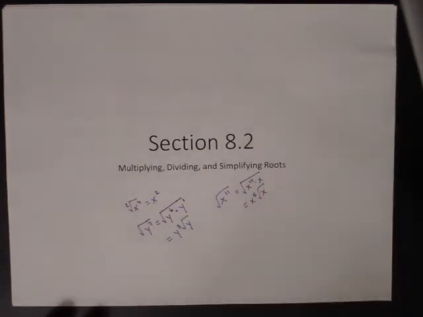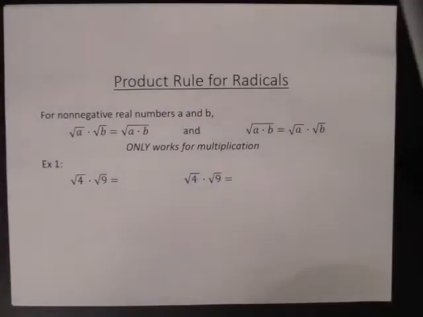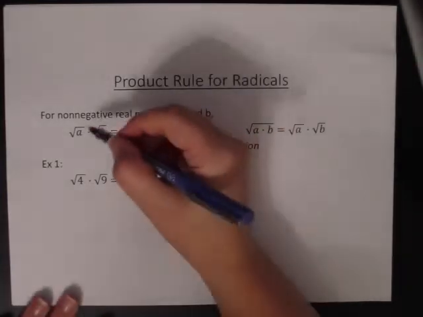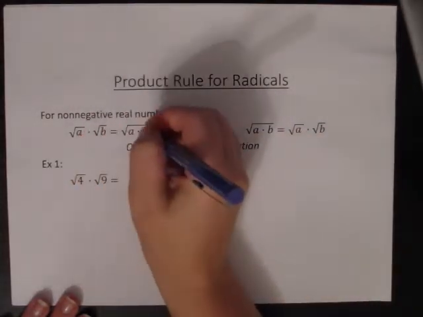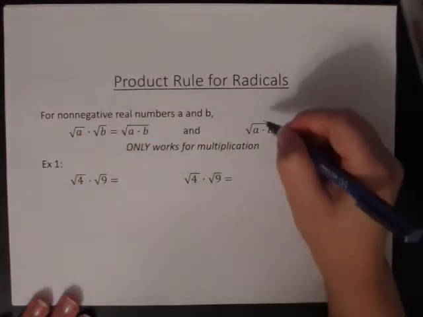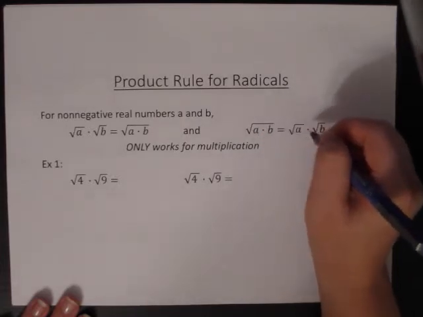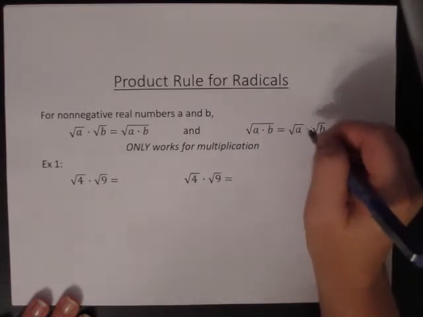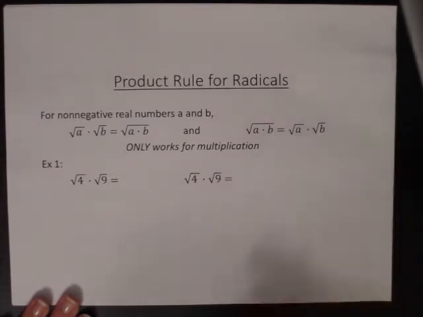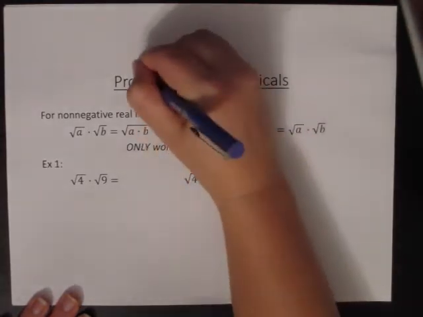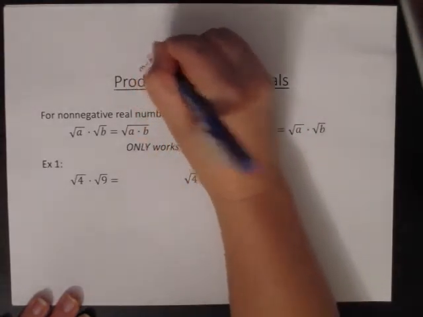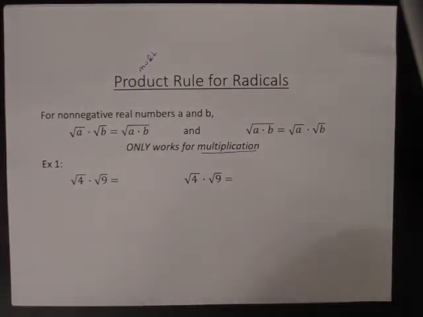We'll practice this a little bit more today, but I just want to get that in your back pocket as well. So, product rules for radicals. For non-negative real numbers a and b, the square root of a times the square root of b equals the square root of a times b, so you can multiply them together and then simplify. Or you can take the square root of a times b, and then you can separate the two, so you can do the square root of a times the square root of b. But this only works for multiplication, because remember, product means when you multiply.